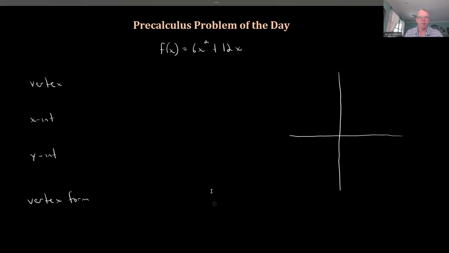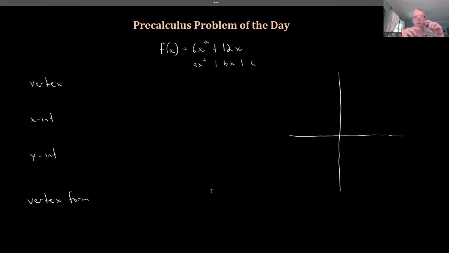And so we're just going to find a few things about this quadratic and then we're going to graph it. And so we'll start with the vertex. First of all, let's identify the form here. So most textbooks would call this standard form, ax squared plus bx plus c. So in this case, the a would be 6, the b would be 12, and then the c would be 0.